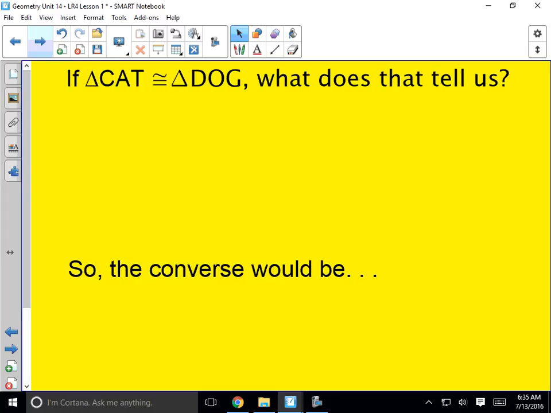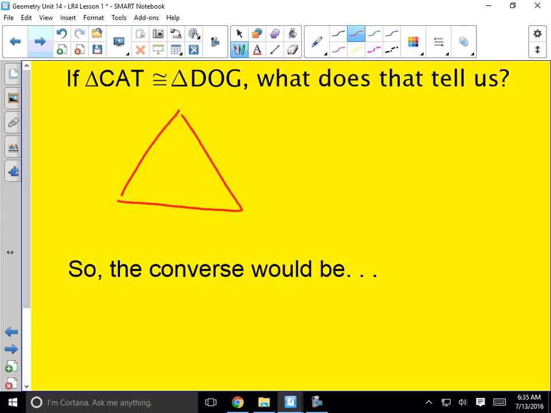Okay, so now, when we look at this situation, if triangle CAT and triangle DOG are congruent, what does that tell us? Okay, it tells us that from those triangles, and I don't know if they're equal or not, so I'm going to make everything different here. But if we're looking at CAT and DOG, we know from some of our previous lessons that we need to make sure that they're orientated correctly to one another.